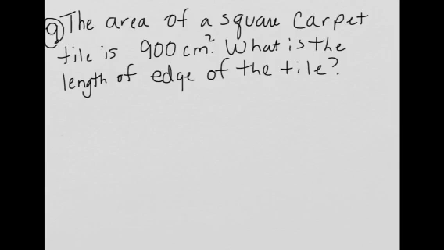The area of a square of carpet is 900 square feet. So you're going to draw your square, and that's going to be 900 square feet. We know to find the area of a square, we have to take the side and multiply it times the side, which is side squared is equal to 900.